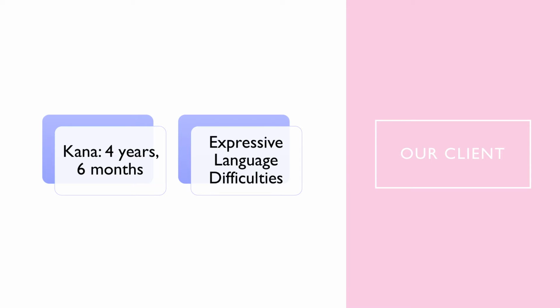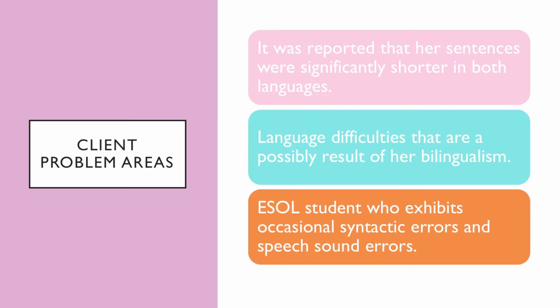Our client is Kana, who is 4 years and 6 months old. She has expressive language difficulties. Client problem areas: it was reported that her sentences were significantly shorter in both languages. Language difficulties that are possibly a result of her bilingualism. She is an ESOL student who exhibits occasional syntactic errors and speech sound errors.